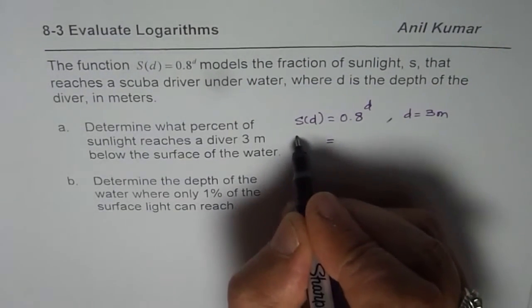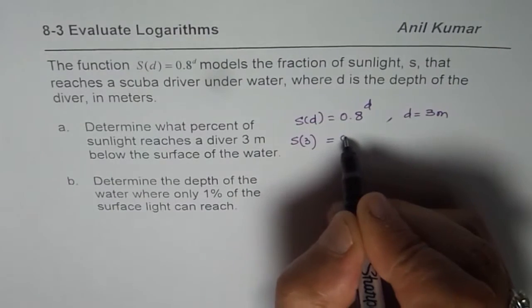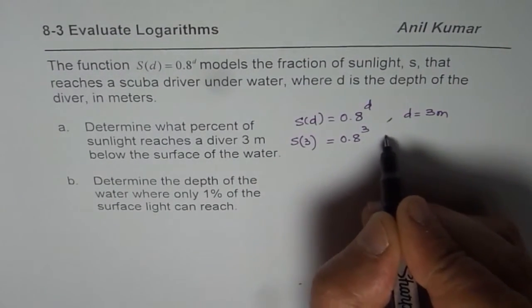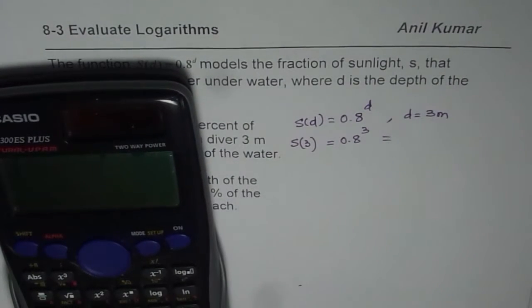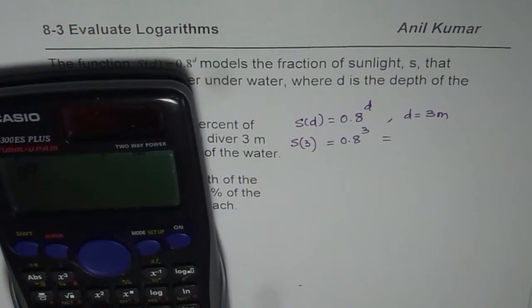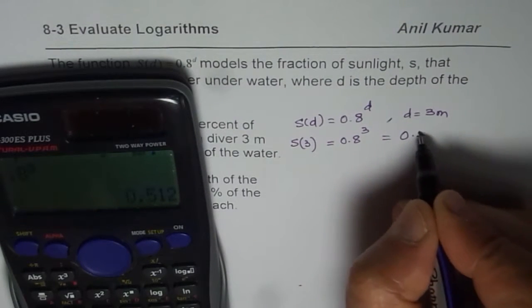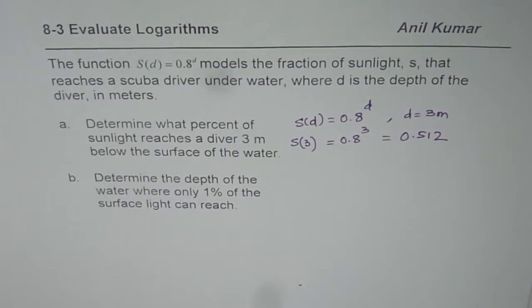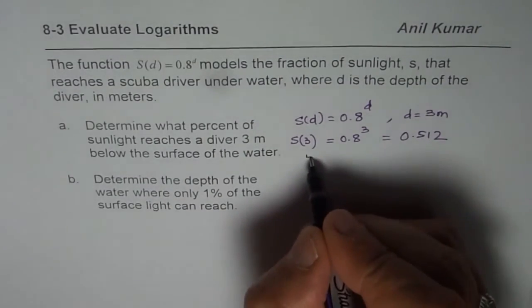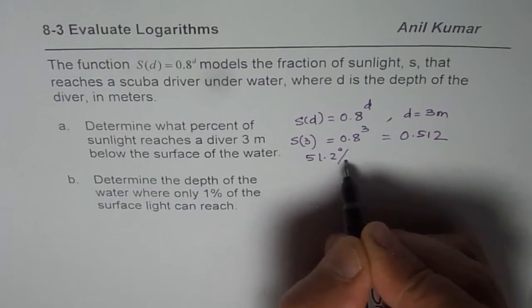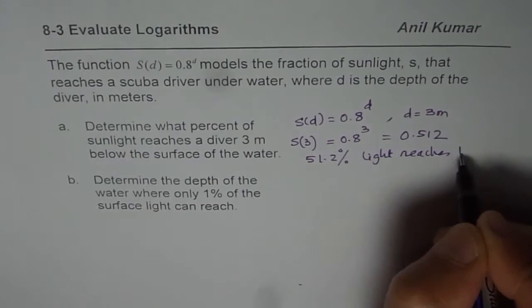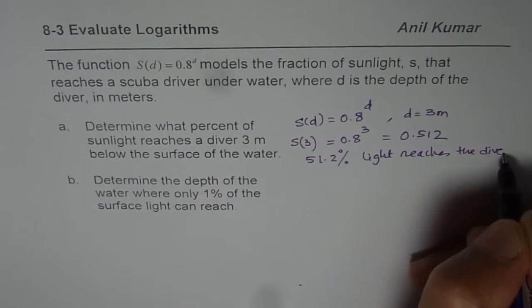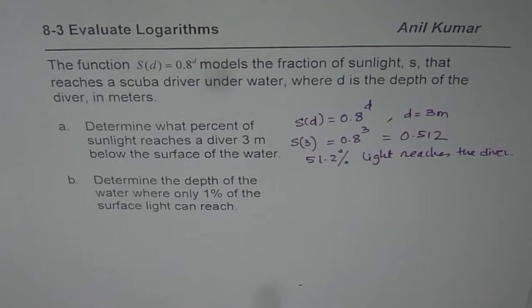So we get S for 3 meters is 0.8 to the power of 3. And now we can use the calculator and find the percent. So we have 0.8 to the power of 3 equals, in decimals, 0.512, right? So that is the decimal value, and in percent we can say 51.2% light reaches the diver. Is that okay? So that is how you can do part 1 of this question.